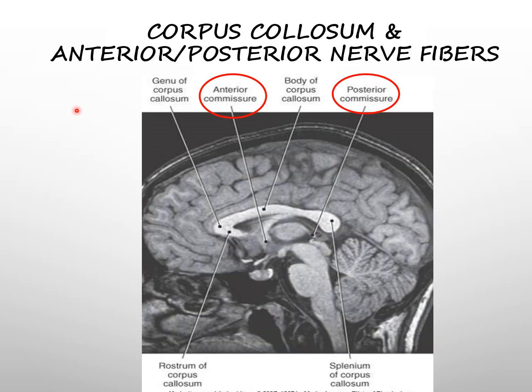So here is our actual scan, corpus callosum. Basically, it's just nerve fibers. We have our anterior commissures here, posterior commissures are over here, but the corpus callosum is this structure right over here. To me, it looks kind of like a mushroom in this case. So these are all just different parts of the corpus callosum.